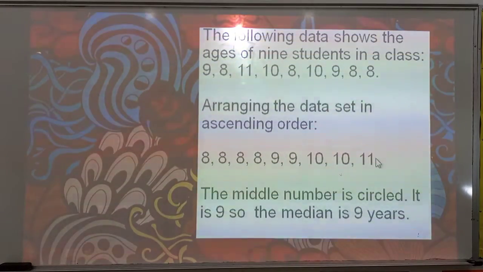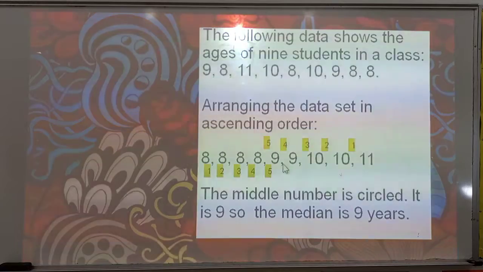Now, what is the middle number? How do we get the middle number? First of all, we count 8, 1. We count 8 again, 2. We count the third 8, 3. We count the fourth 8, 4. And we count 9, which is the fifth number from the left hand side. Then, we count 11, which is the first number from the right hand side. Then we count 10, 10, which is the third number from the right hand side. And we count 9, which is the fourth number from the right hand side. Again, we count this particular 9, which happens to be the fifth number.